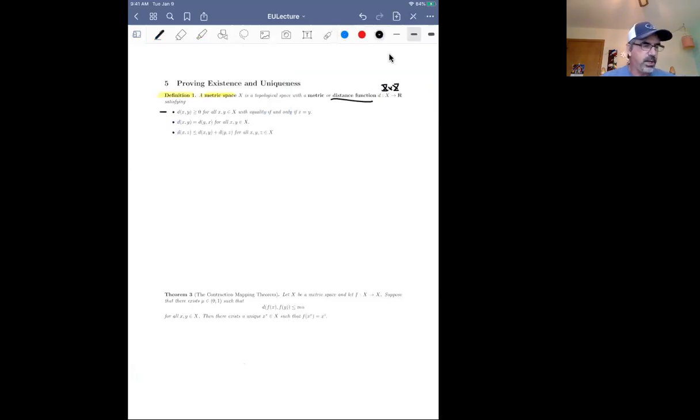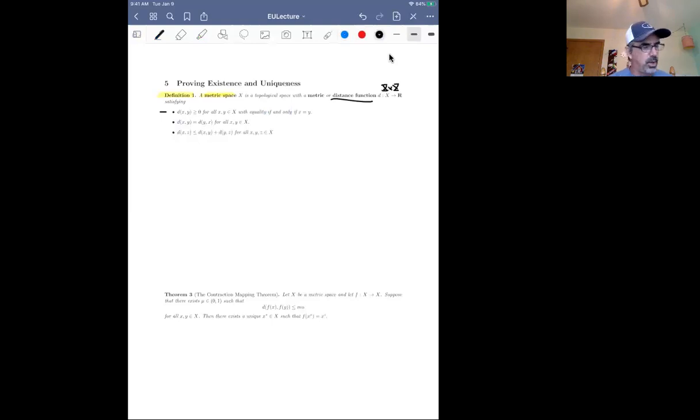The first property is that the distance between any two points is greater than or equal to 0. That makes sense. It's a distance function. You can't have negative distances. With equality if and only if x is equal to y. So the only way the distance between two objects in this metric space could be 0 is if it's the same point. The distance function should be commutative: the distance between x and y is equal to the distance between y and x. Again, for distances, that's clear. For general functions that might not be the case, but we would want that for a distance function.